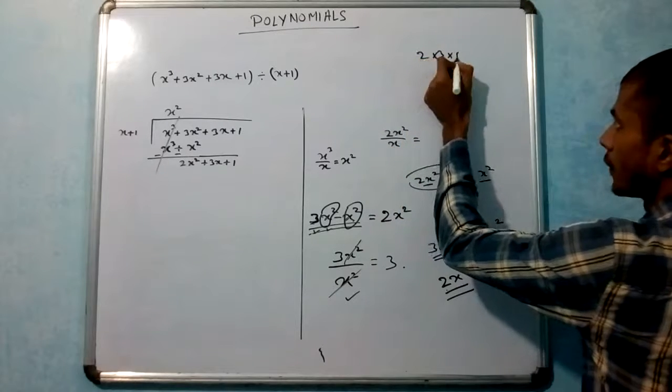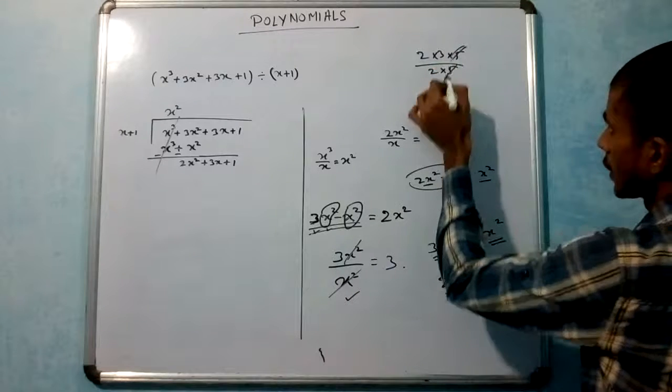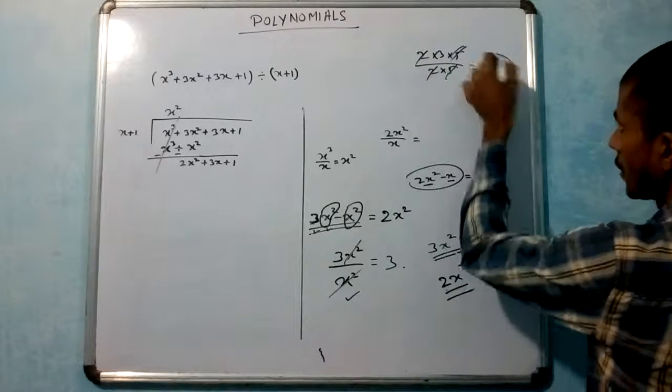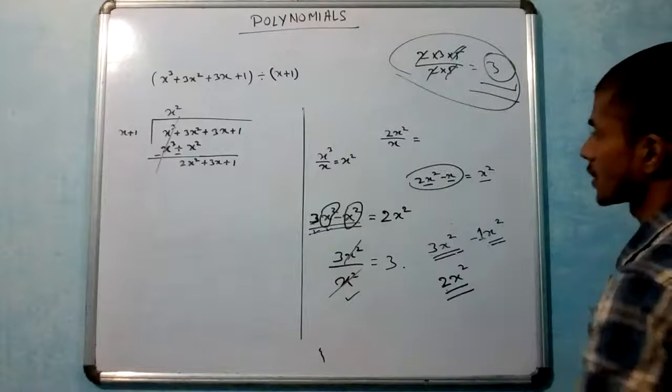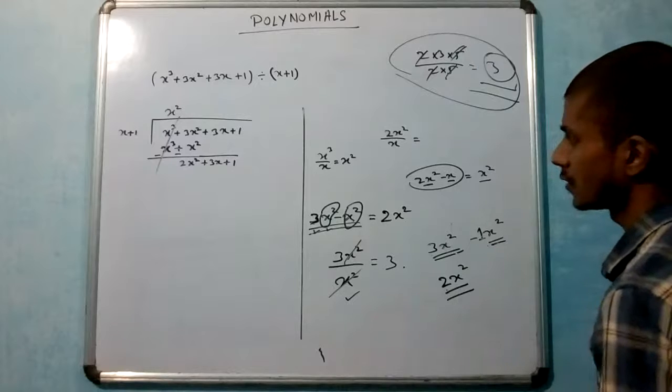Don't you do cancellation, man? 2 into 3 into 5 by 2 into 5. Can't you do cancellation? Cancel 5, cancel 2, 3 is left. Don't you know this simple division? Huh? You are in ninth? Am I teaching 5th standard?